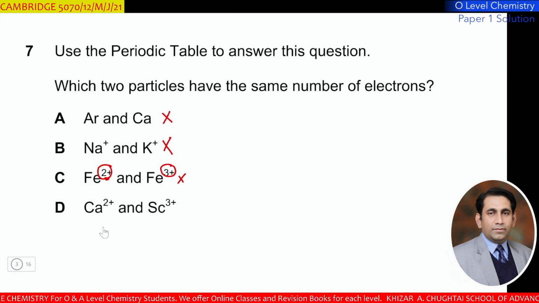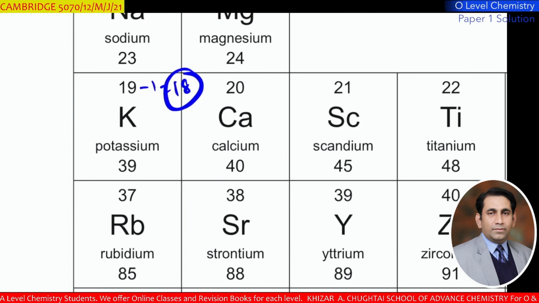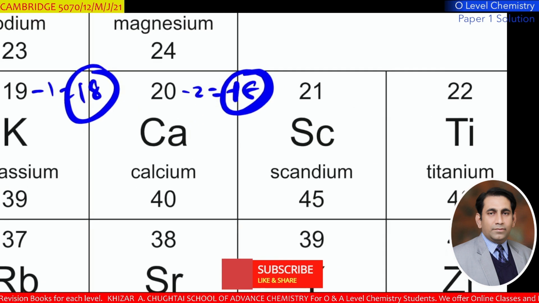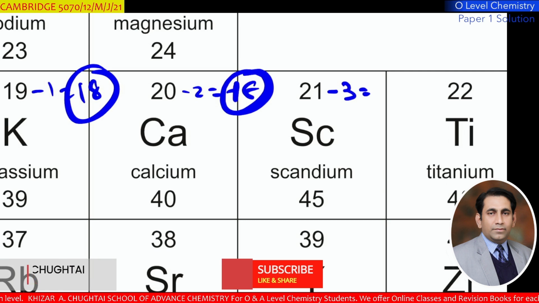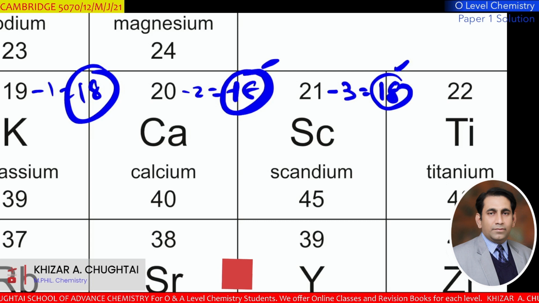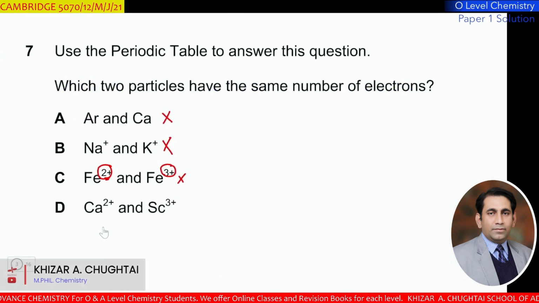However, we can see it from the data booklet, periodic table. This is calcium, 2 positive ion. 2 positive ion means minus 2 electrons, so 18 electrons over here. And the next one is scandium. This is scandium and it has 3 positive charge, I mean minus 3. So overall again the answer is 18. So the last one is the correct option.